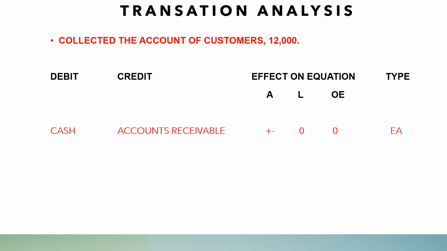So the effect on the accounting equation, assets, cash increased, but another asset in the form of accounts receivable decreased. So assets is positive, negative, liabilities and owner's equity 0 and 0. So therefore, this is an exchange of assets because it only affects assets and no effect on liabilities and owner's equity.